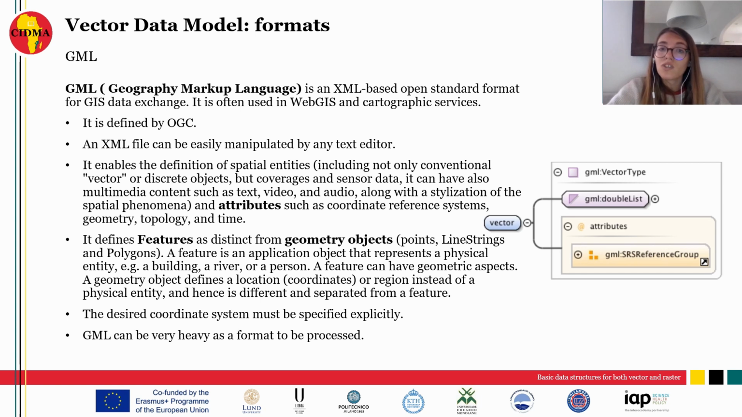Therefore, attributes can also be the coordinate reference system, which for GML has to be explicitly specified, differently from KML, as well as topology and time. A feature can also be a coverage or sensor data, not only conventional vectors, and can have text, videos, or photos linked to it. It is also this that could make GML very easy as a format.